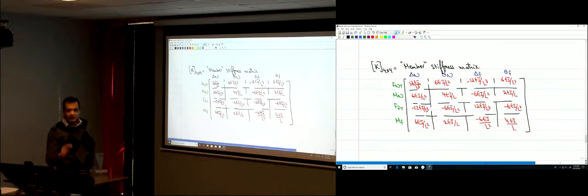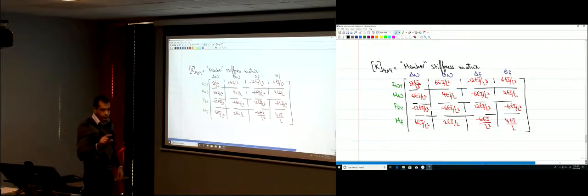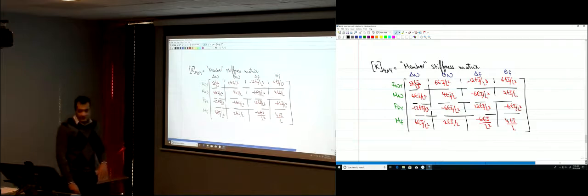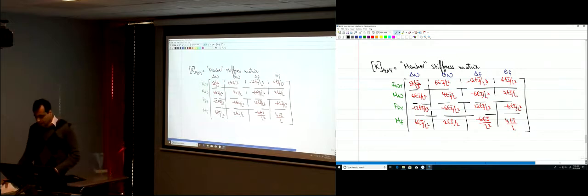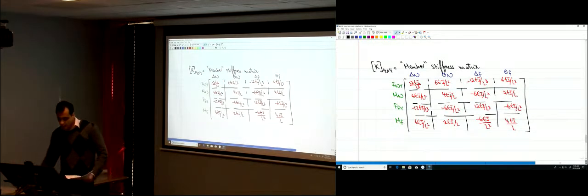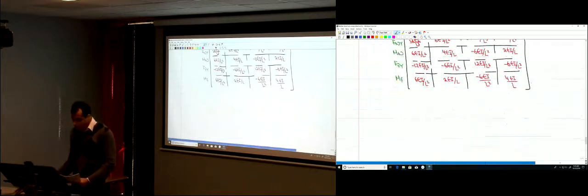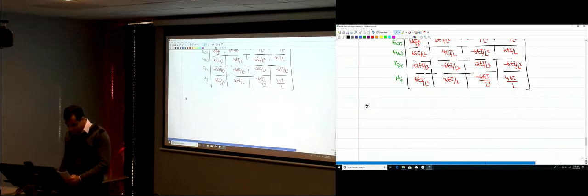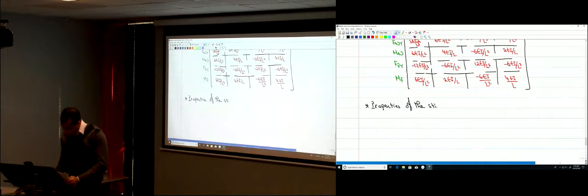What do I mean by prismatic? That the section is constant, EI is constant throughout the length of the member. So here, this is the stiffness matrix. So now, let's see some properties of this stiffness matrix. Generally, those properties apply to any stiffness matrix. So, properties of the stiffness matrix.